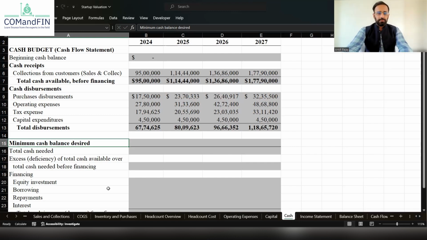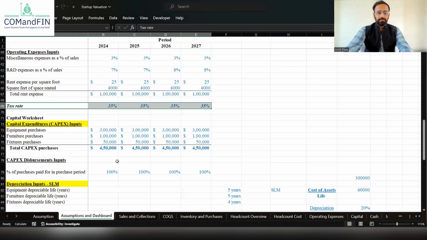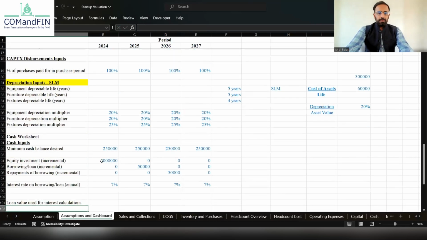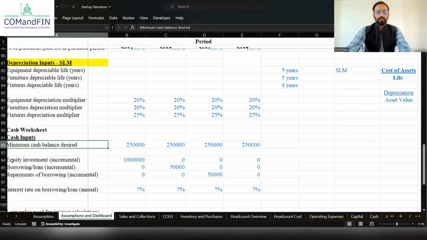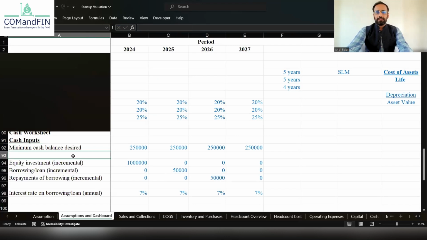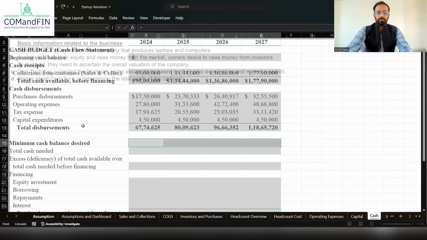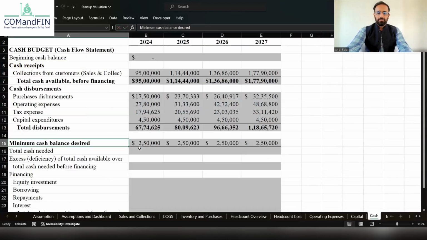So here, if you see the assumption sheet, it is given how much minimum cash the company wants to maintain. In the assumption sheet, the minimum cash requirement was 250,000. Company wants to maintain 250,000 every time. This is the minimum cash requirement. So here in the cash sheet, what we have to do is bring this value, that is 250,000. It is given 250,000 here.